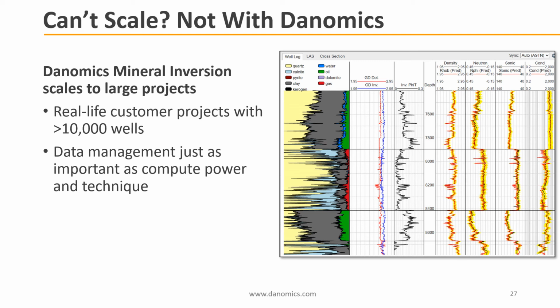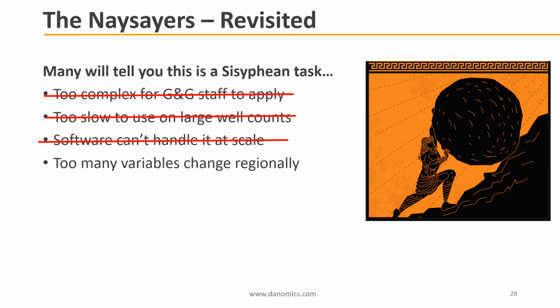We also spent a lot of time on the data management aspect of this, which is just as important as compute power. Because if you don't have robust solutions for curve aliasing, data conditioning, etc., you're not going to be able to run mineral inversion at scale. And that's one of the areas where Danomics really excels, is in the data management aspect. So we can wipe that off the list as well.